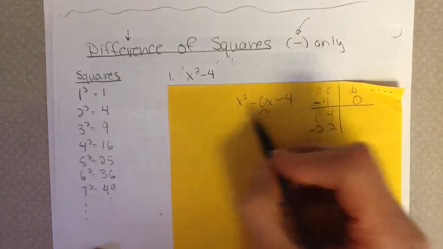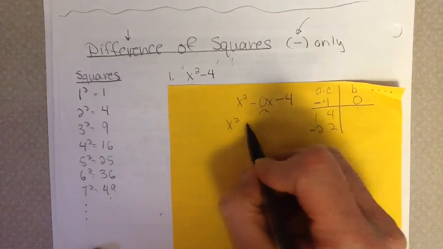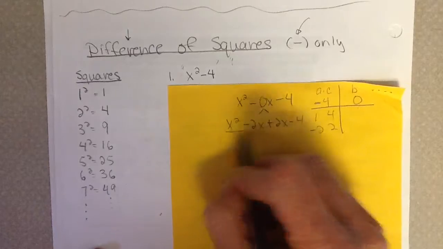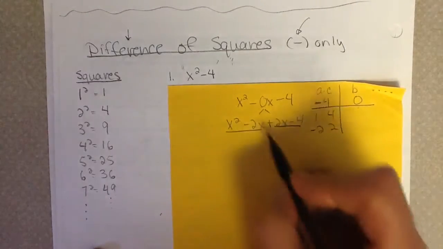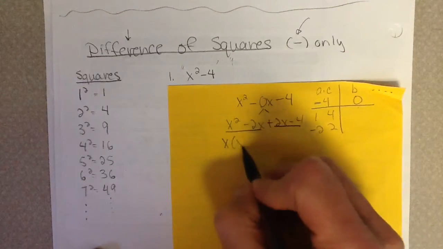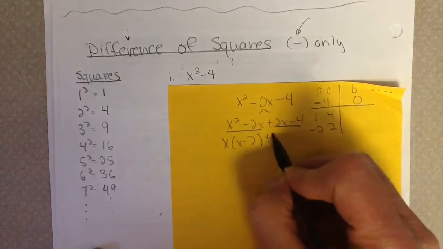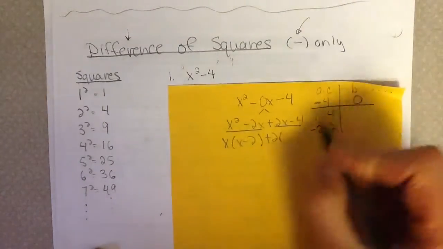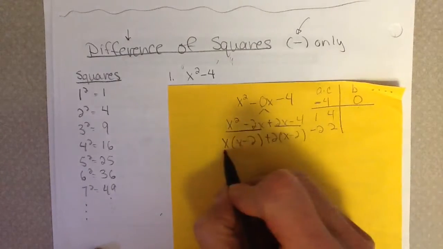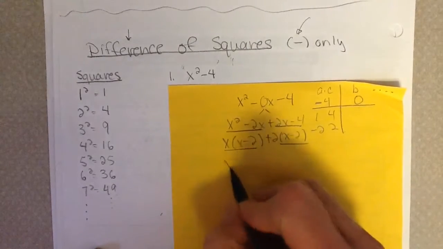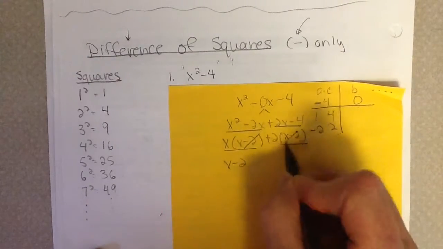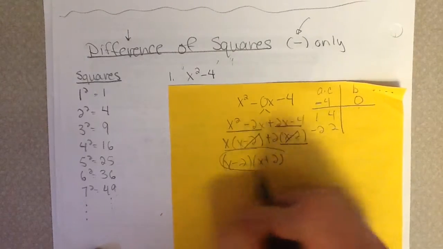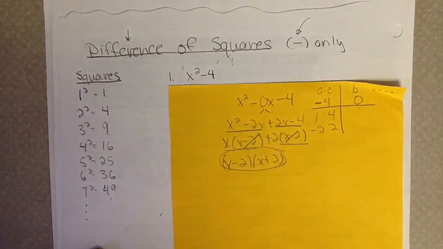So we would rewrite this as x squared minus 2x plus 2x minus 4. And then I would factor by grouping, and I could pull out an x. And here I could pull out a plus 2. And grouping again, I could pull out an x minus 2, and I'm left with an x plus 2. Okay, so that's how it factors using that table.